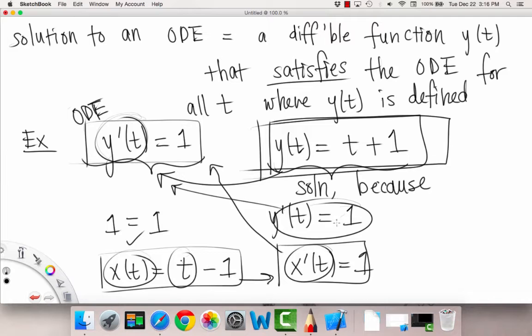So what does that tell us? In our y of t, we had t plus 1, and in this one we had t minus 1. And if you think about it, if we had t plus or minus any kind of constant, any kind of number, then that would still be a solution, because a constant goes away when you derive the first time, right? So I'll show you what this means on the next slide.